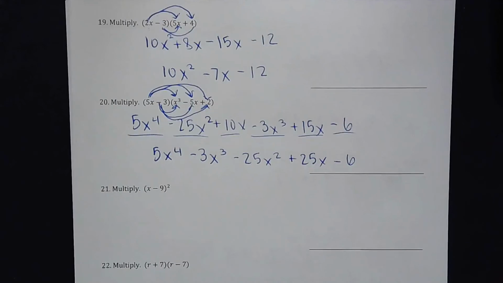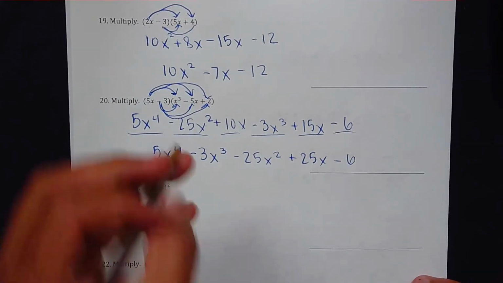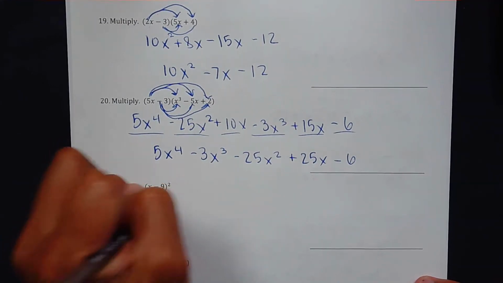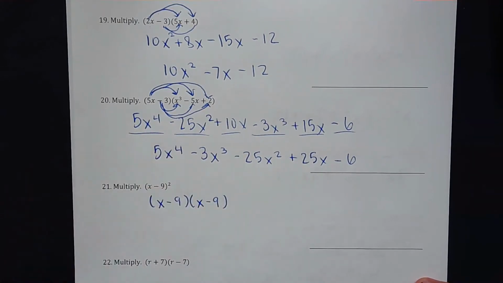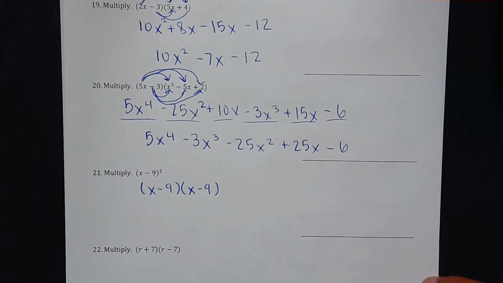All right, question number 21. We want to go ahead and multiply x minus 9 squared, right? So x minus 9. To square something literally means to multiply it by itself. All right, and then we go ahead and FOIL.